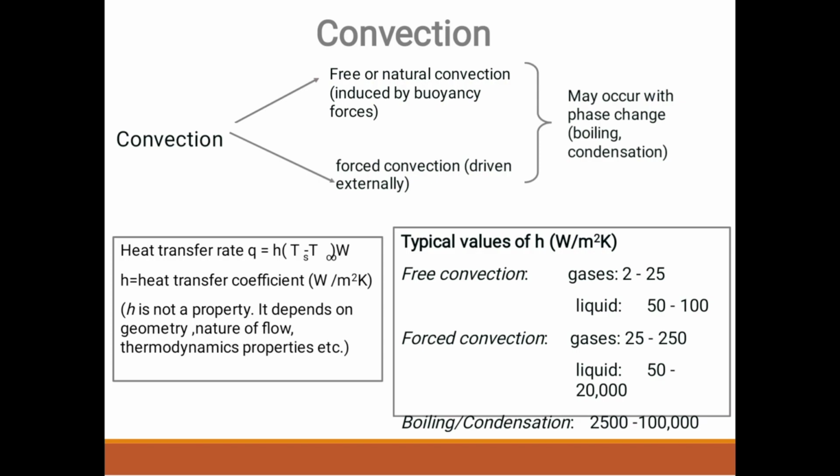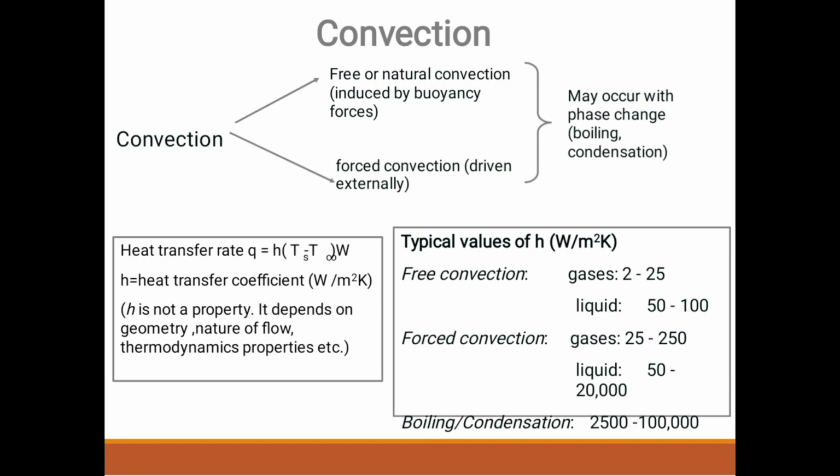Convection. There are two types: one is free air, natural convection, and the other is forced convection. Free, natural convection is induced by buoyancy forces, and forced convection is driven externally. Both may occur with a phase change, that is, boiling or condensation.